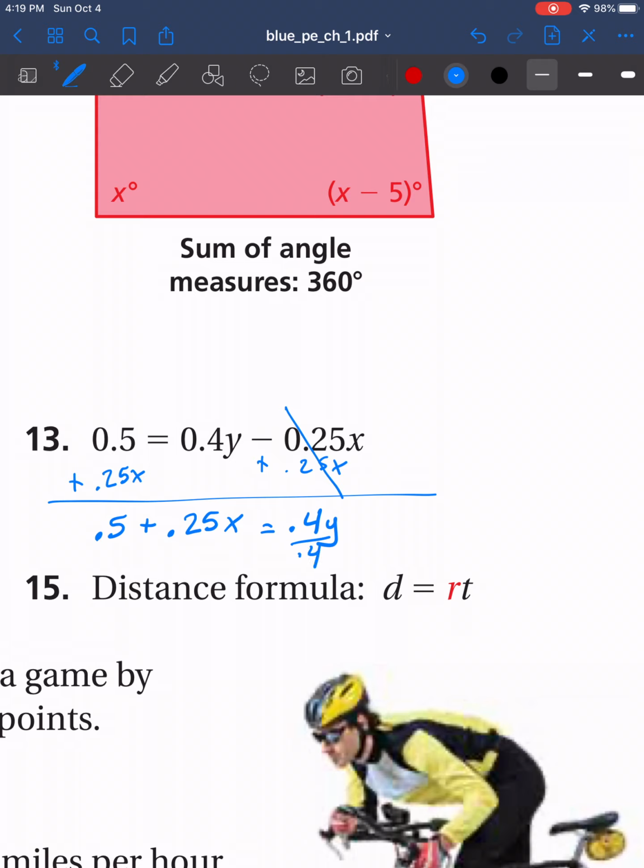Okay? Now I have to get rid of the 0.4 off of my y, so I'm going to divide by 0.4. I'm just going to divide each of these by 0.4. Let's see here, we're doing 13. Okay, good. So I'm going to divide this by 0.4, divide this by 0.4. Now, 0.5 divided by 0.4 is 1.25. I put it in my calculator, okay? So this guy right here equals 1.25. And now I'm going to put this in my calculator: 0.25 divided by 0.4. And that equals 0.625.